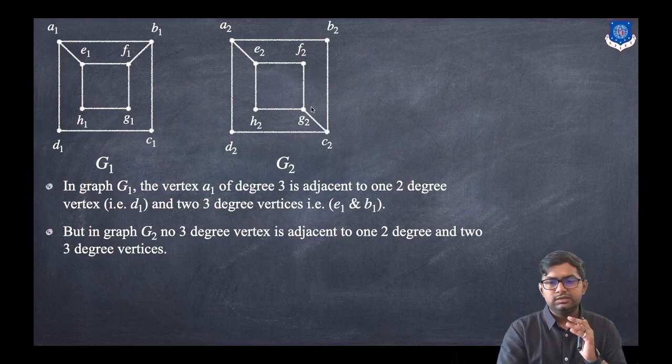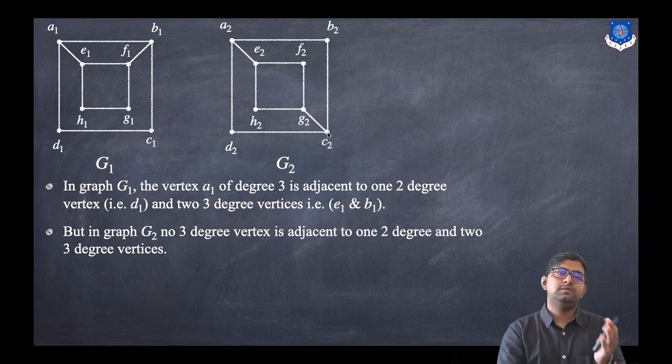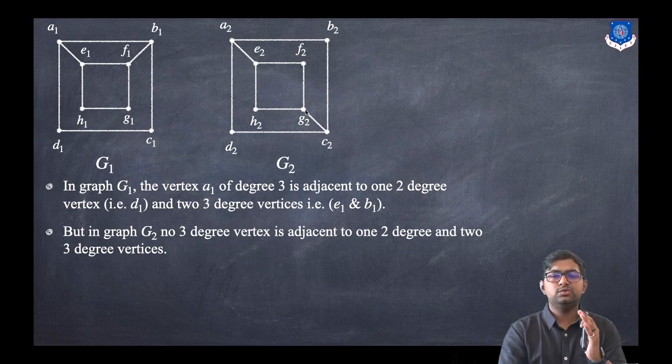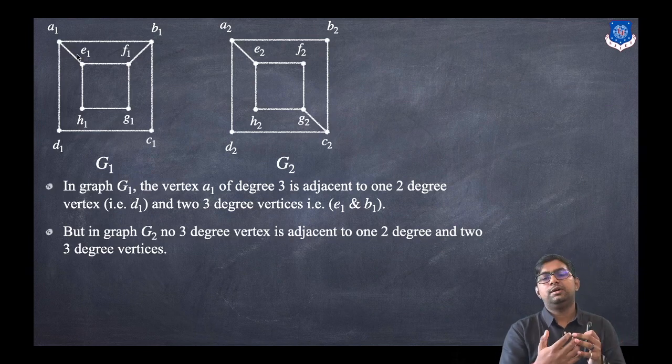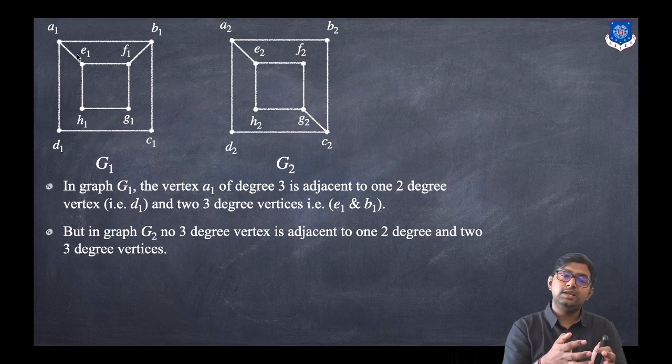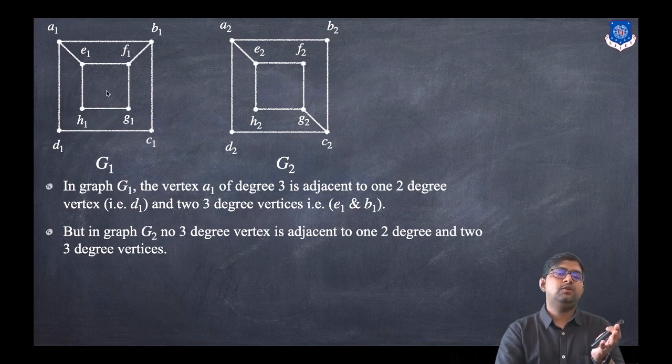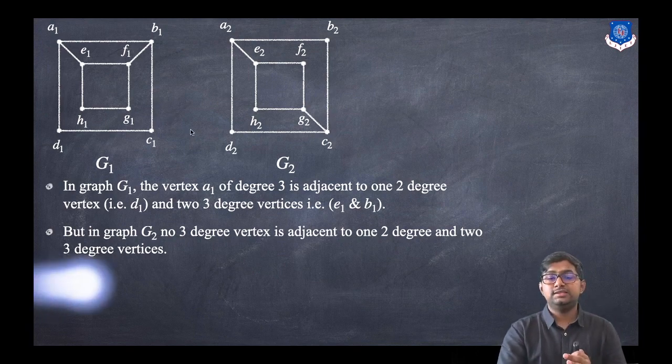Now consider the degree-3 vertex G2. G2 is adjacent to C2, F2, and H2. H2 and F2 have degree 2, and C2 has degree 3, so that is also not correct. In the same manner, C2 is adjacent to G2, D2, and B2. B2 and D2 have degree 2, and G2 has degree 3. But what we are looking for is a degree-3 vertex adjacent to 3 vertices, of which 2 have degree 3 and 1 has degree 2. That is not the case. This type of scenario is not in G2, so adjacency is not preserved.